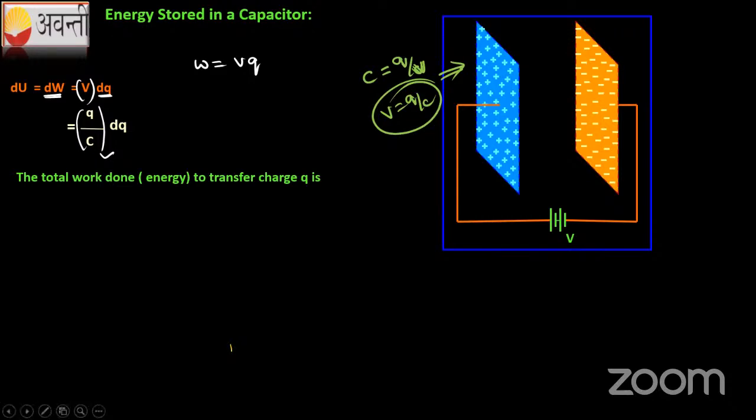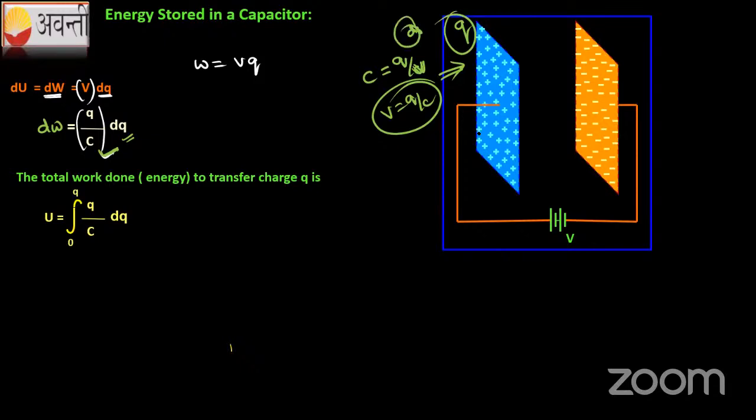This is from the capacitance of the capacitor. V we replace by Q by C into dQ. This equation gives dW, the amount of work done. Now we need to store the charge. How much charge do we need to store? Q amount of charge, not dQ. dQ is a small amount of charge.